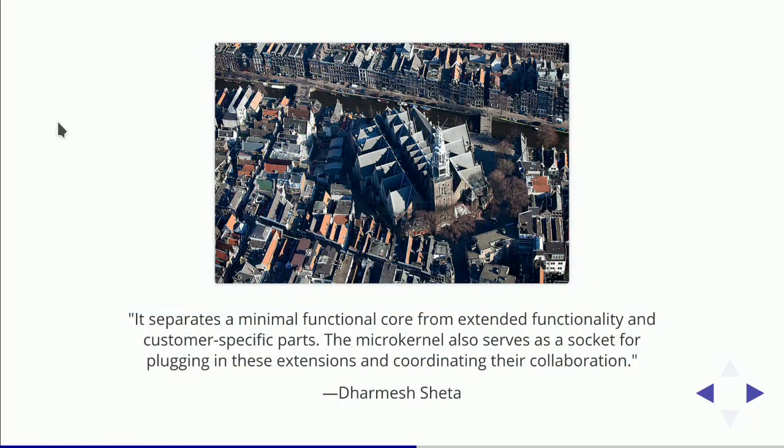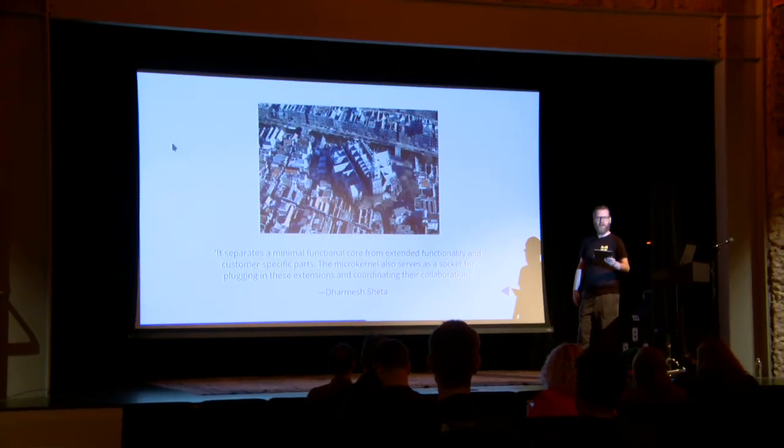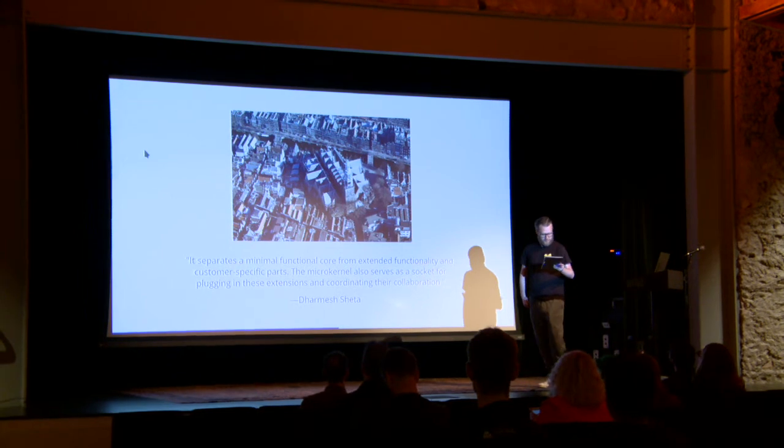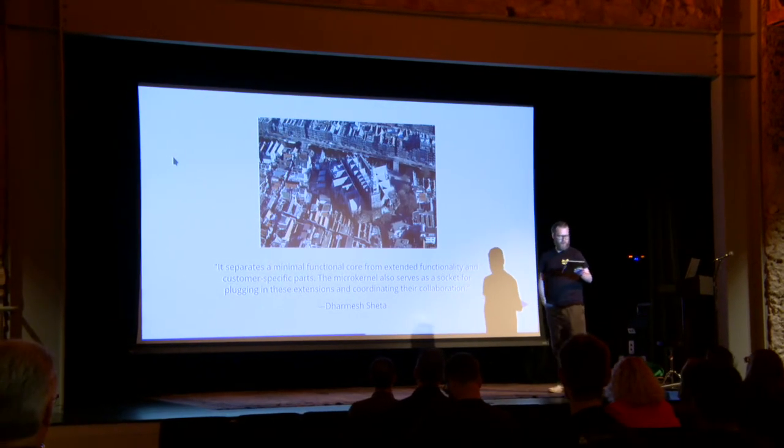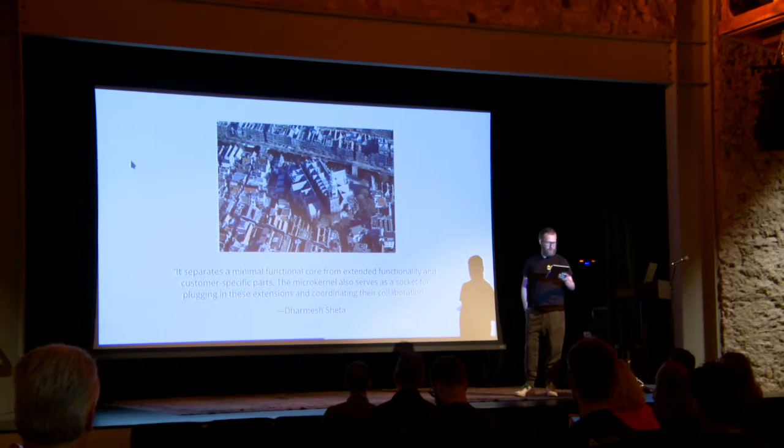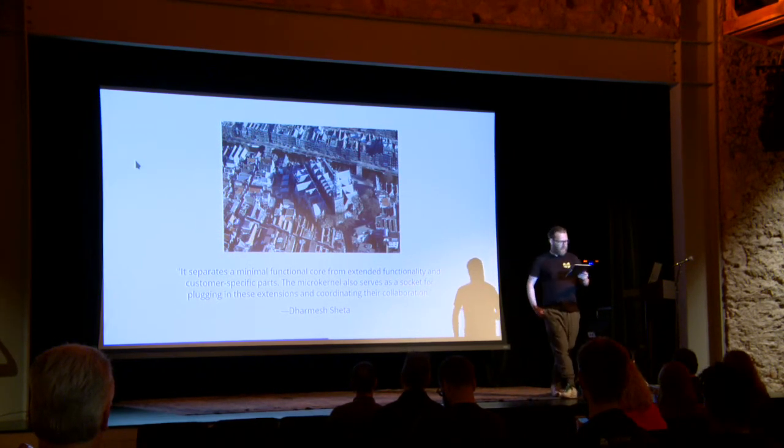The core church is still intact. I cannot really even find it, but you have to believe me, it's still there. But it's hardly recognizable. Over time, it has been augmented by many small modules that each extend the original building with custom functionality, such as housing, catering, and also, ironically, prostitution. The following quote about the microkernel pattern could equally apply to the architecture of the Oude Kerk. Sorry, mixed the languages there. It separates a minimal functional core from extended functionality and customer-specific parts. The microkernel also serves as a socket for plugging in these extensions and coordinating their collaboration.